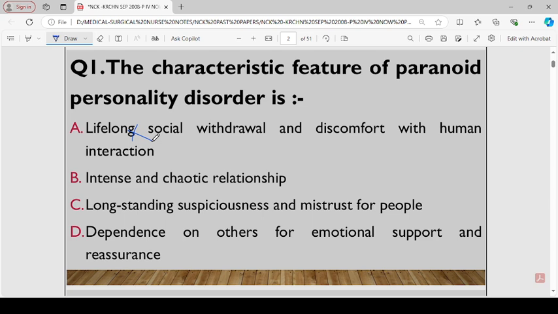Someone with intense and chaotic relationships, that is a borderline personality and not paranoid. And D, someone showing signs of dependence on others for emotional support and reassurance. That is a dependent personality, right? So the best option for us here is long-standing suspiciousness and mistrust of people. This is a person who will be diagnosed with paranoid personality disorder.